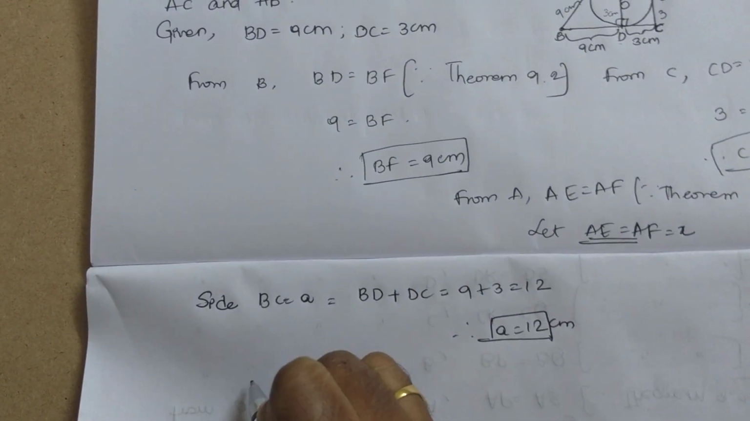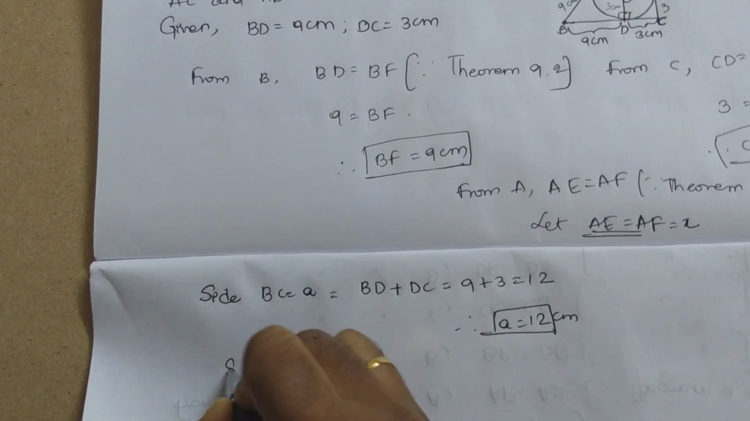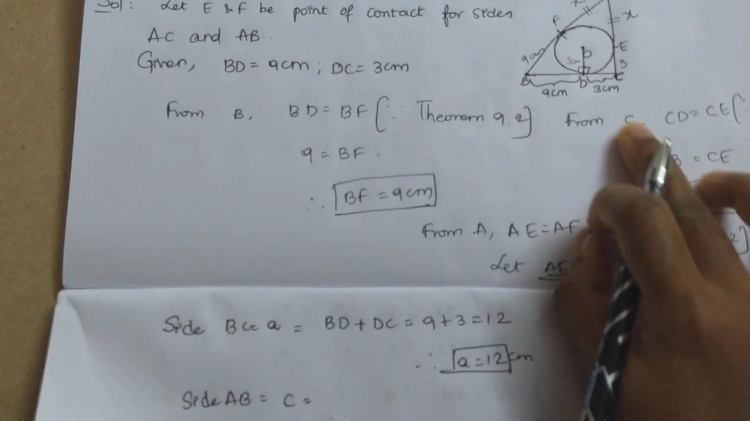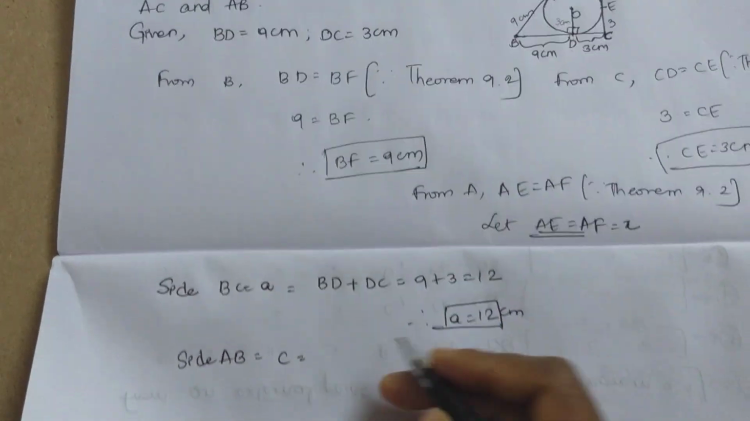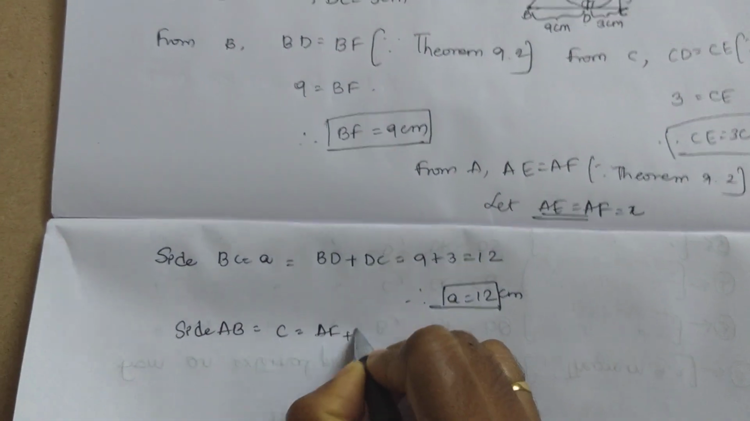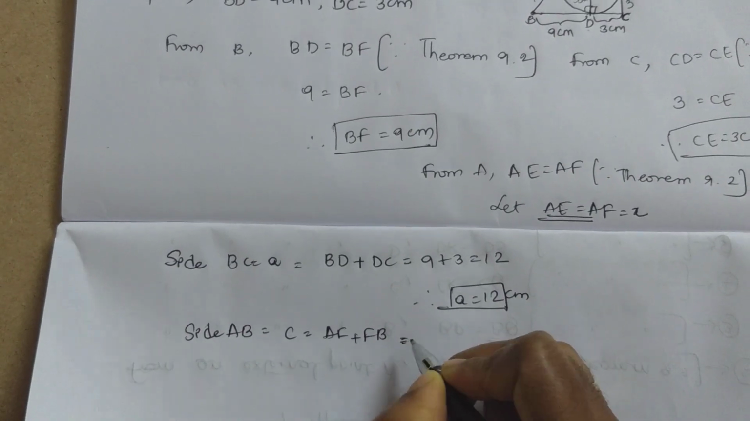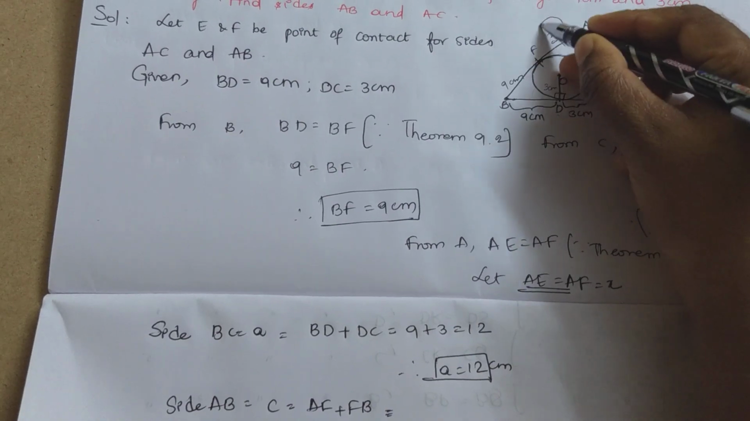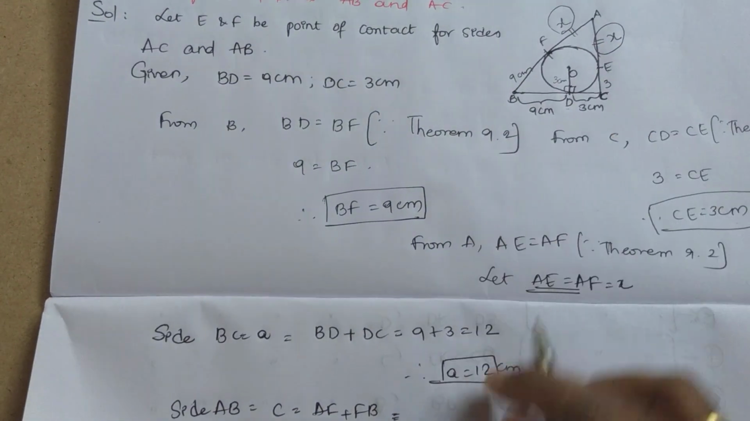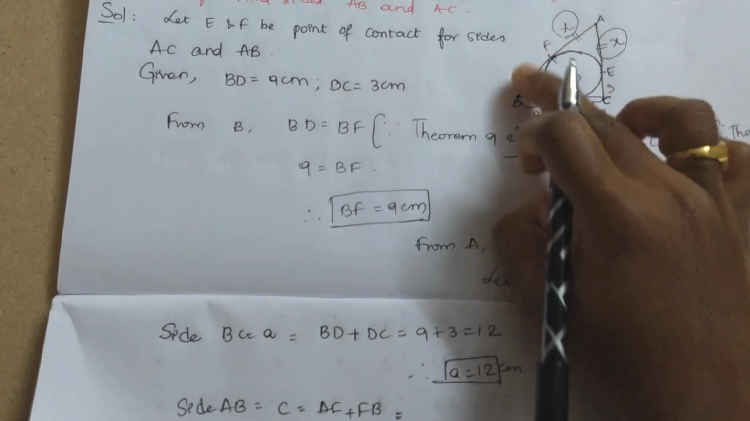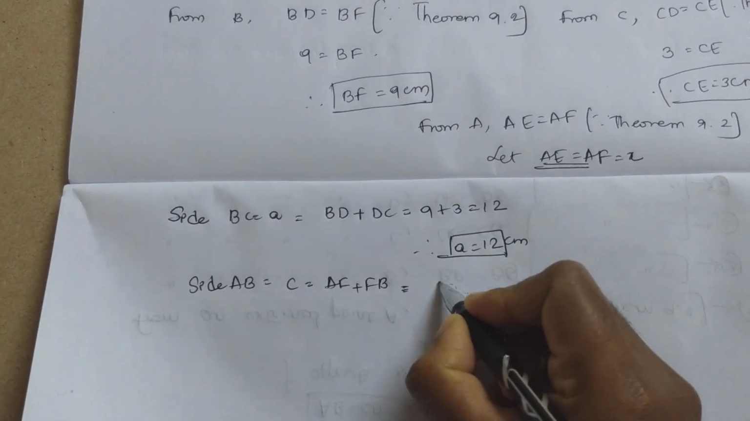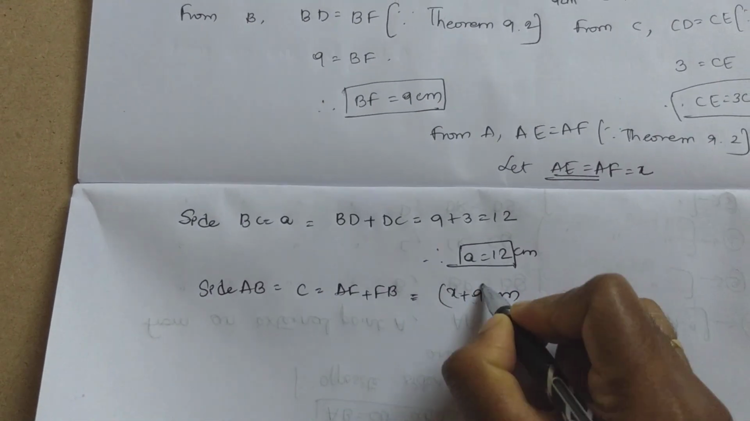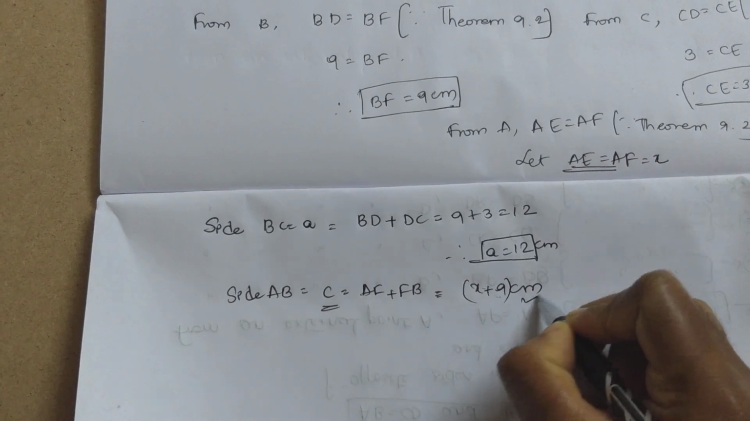Side AB, small c, can be written as AF plus FB. What is AF here? AF in the figure, we have assumed as X. AF and AE both we have assumed as X. So it can be written as X plus 9, that is X plus 9 centimeters. So for c it is X plus 9.